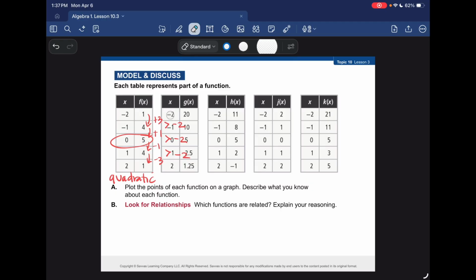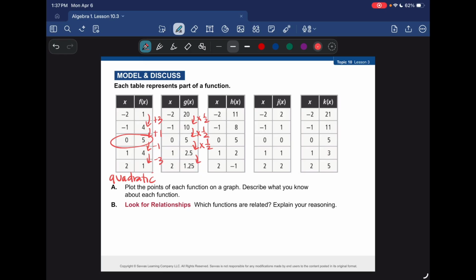All right, let me erase some of this so we can look at g of x. As the input increases from -2 to +2, what is happening to the output? Going from 20 to 10 is dividing by 2 or multiplying by 1/2. Going from 10 to 5 is also multiplying by 1/2. Going from 5 to 2.5 is dividing by 2, or multiplying by 1/2. Going from 2.5 to 1.25 is multiplying by 1/2. So it has a constant ratio. That means that this is exponential. We are multiplying by the same number over and over again.